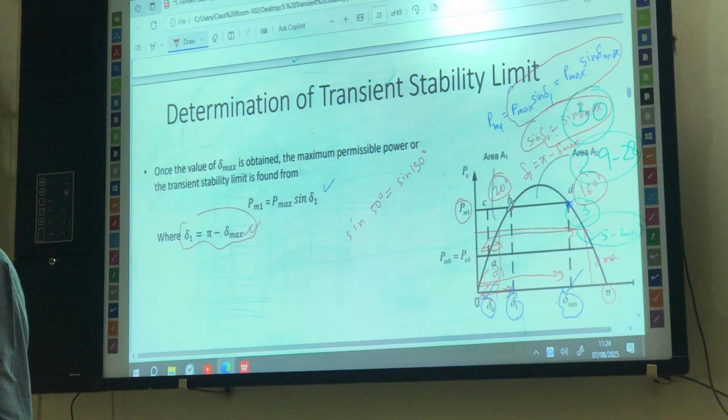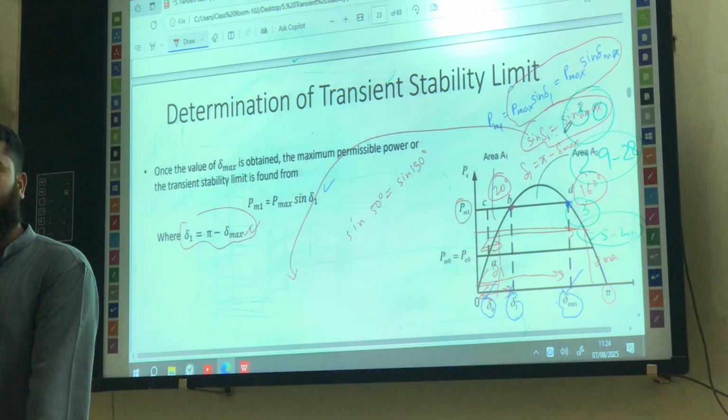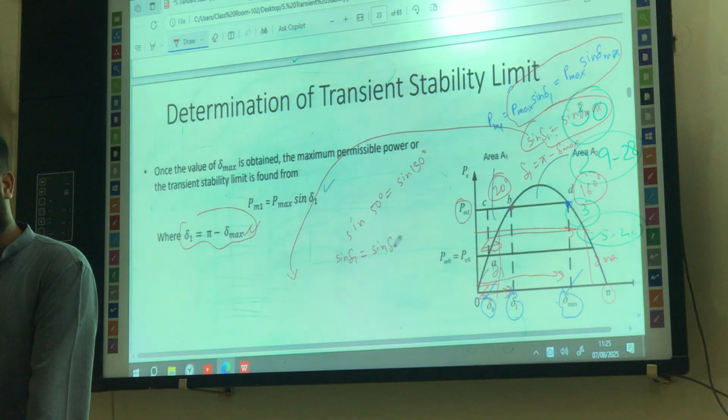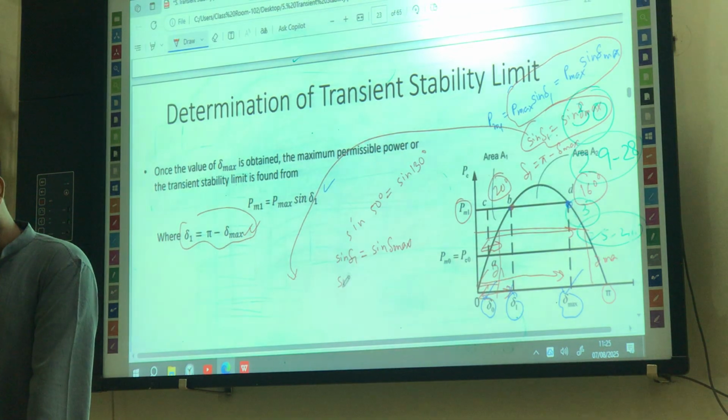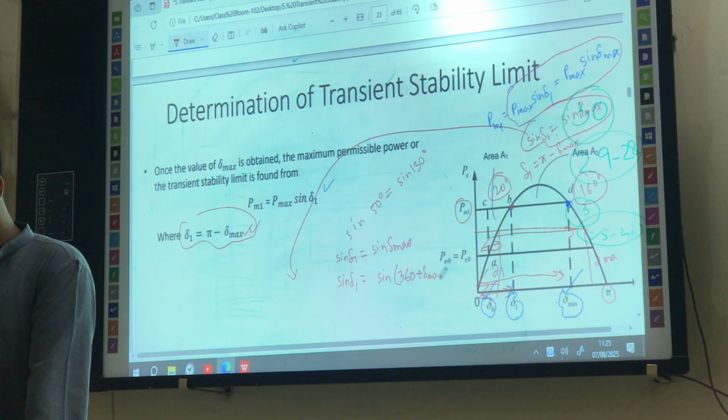Okay. This is some trigonometric step you can apply here. Look, this is sin delta 1 equals to sin delta max, right? So you can write it like this. Sin delta 1 is sin, let's say, you can write this delta max like, not actually pi minus delta, you can write it like this, 360 plus delta max. It will be the same, right?